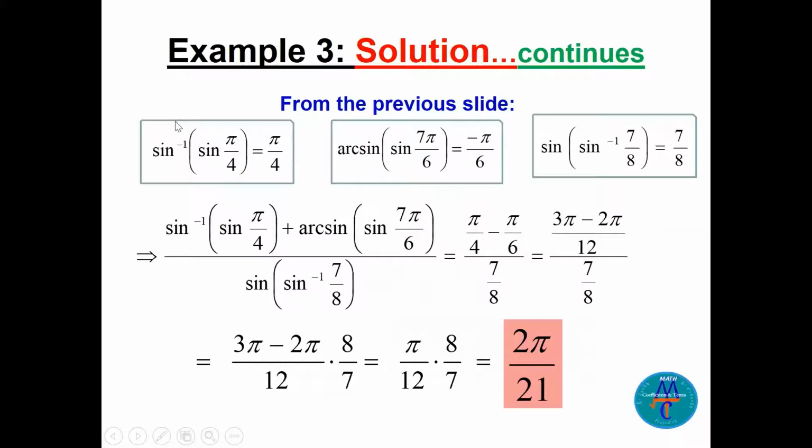Now, let's see, from the previous slide, we have this one, and this one. See, this is minus pi over 6. So I put sine inverse sine pi over 4 is pi over 4. This one minus pi over 6, and this is 7 over 8. And then I have to find the LCD here, is 12. You see, 12. So this one multiplied by 3 up and down. This one multiplied by 2. So this becomes pi over 12 times the reciprocal, which will be 8 over 7. So here divide by 4, 2 pi divided by 21 is the answer.